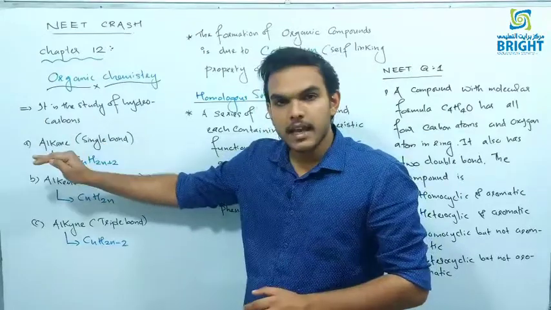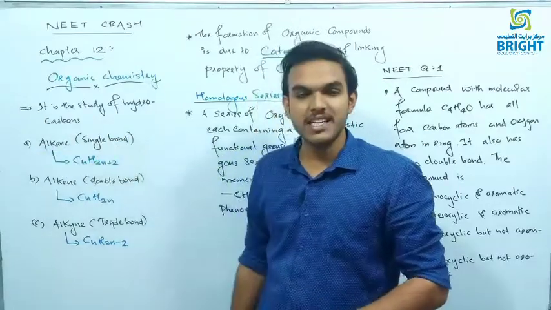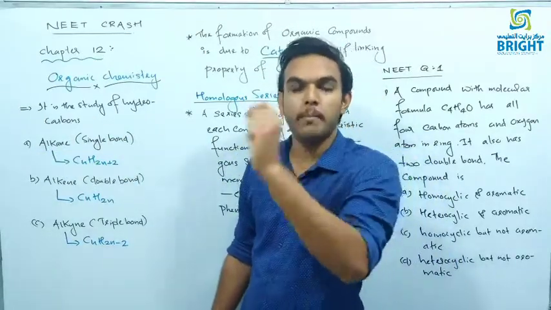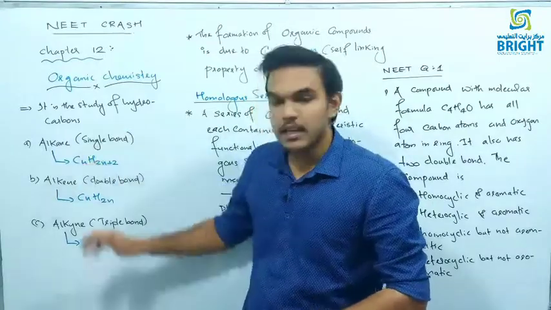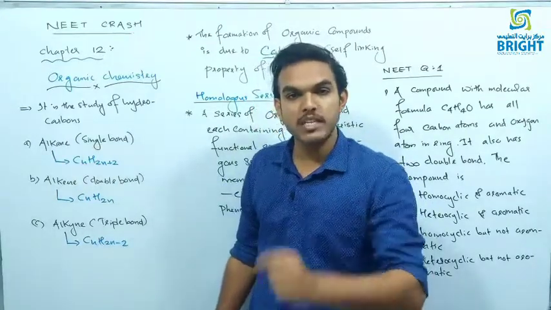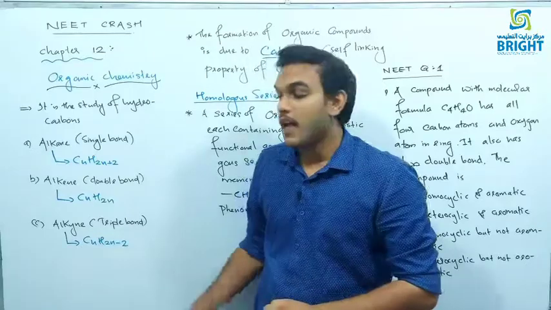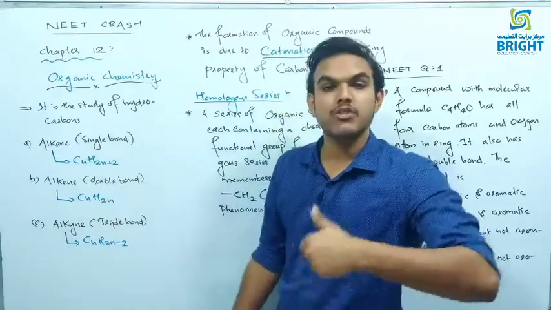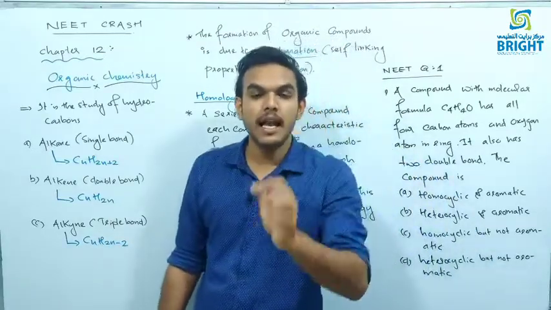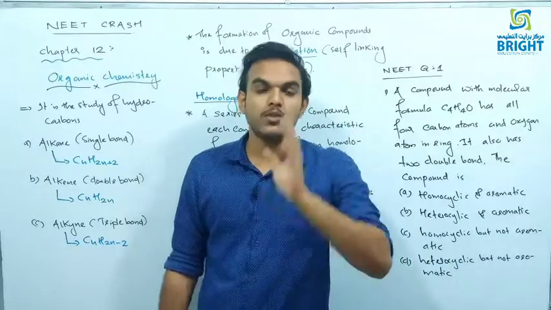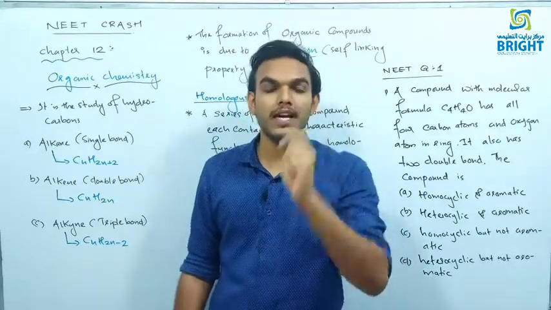If it is alkane, they are single bond. The equation is CnH2n+2. If it is alkene, it is double bond. The equation is CnH2n. And if it is alkyne, that is triple bond, the equation is CnH2n-2. So these are the classification of hydrocarbons.